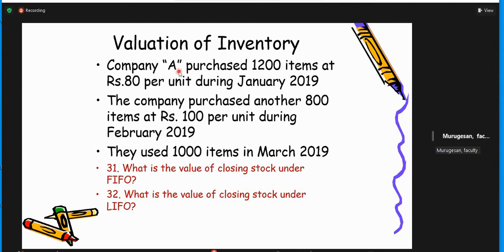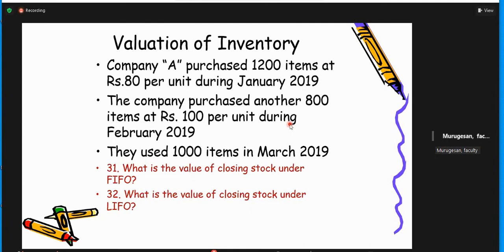Company A purchased 1200 items. It is a simple question to understand one basic idea. They purchased 1200 items of raw material at 80 per unit during January. The same item is bought, the same raw material, maybe a circuit board or a blade, something needed for production.